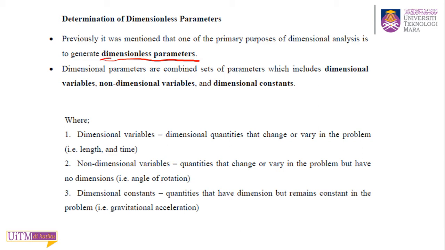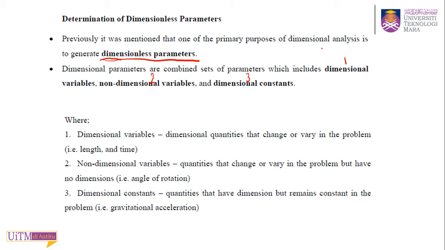So we will learn today how we can generate these dimensionless parameters in any equation. We have seen a lot of equations before. So there must be dimensionless parameters that can help us to know the right equation for that problem. Dimensional parameters are a combined set of parameters which includes: the first one, dimensional variables; non-dimensional variables; and the third one, dimensional constants.